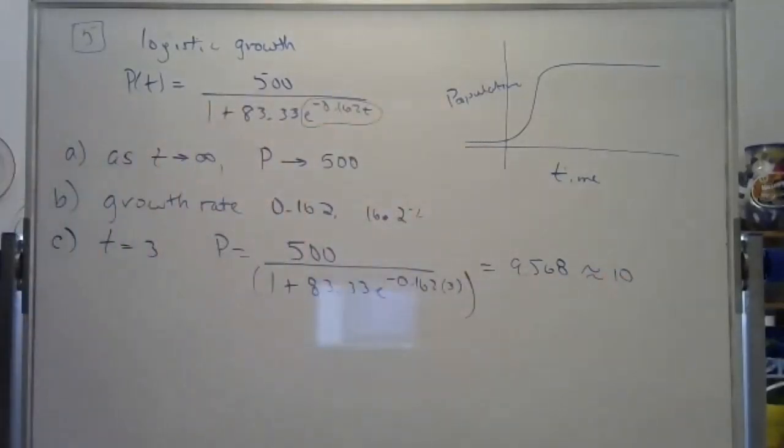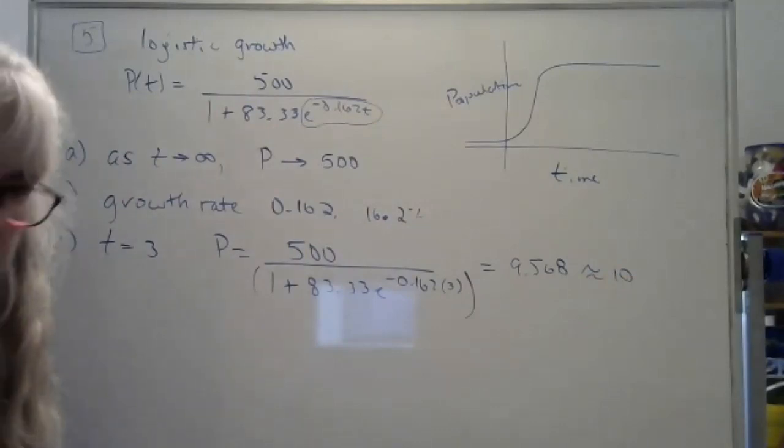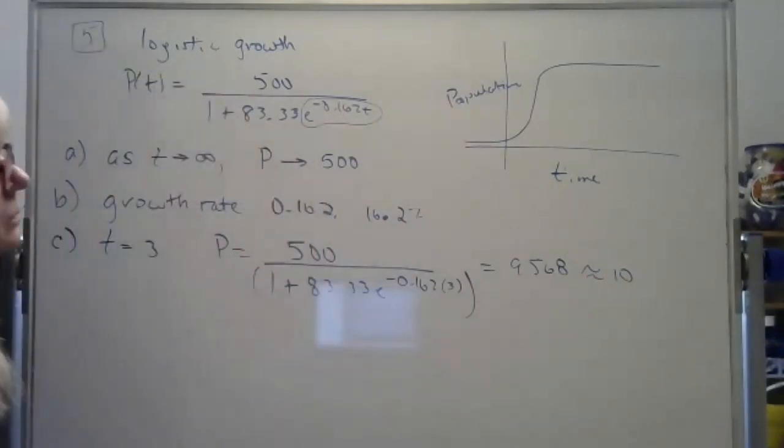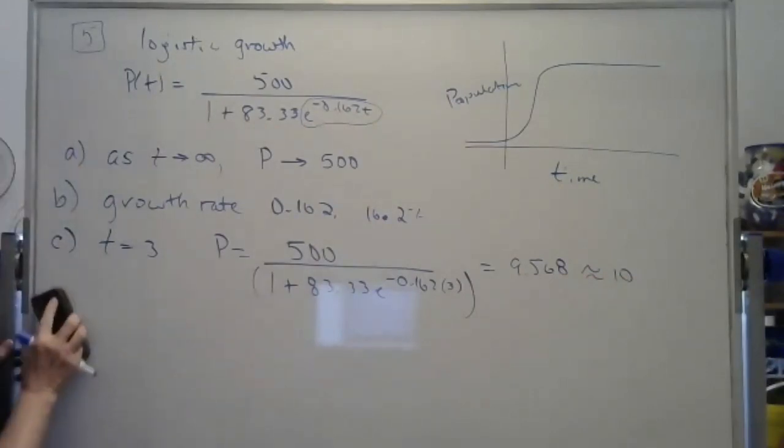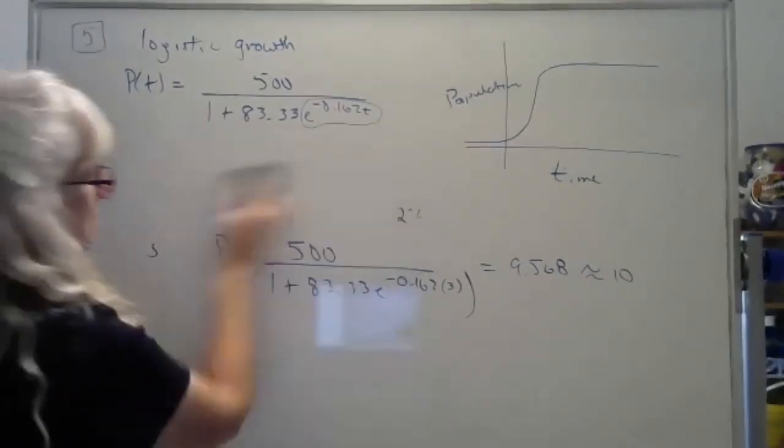So I ended up with 9.568, which we're just going to round to 10 because parts of eagles just sounds terrible. And is that what you got? Yes. Fantastic.